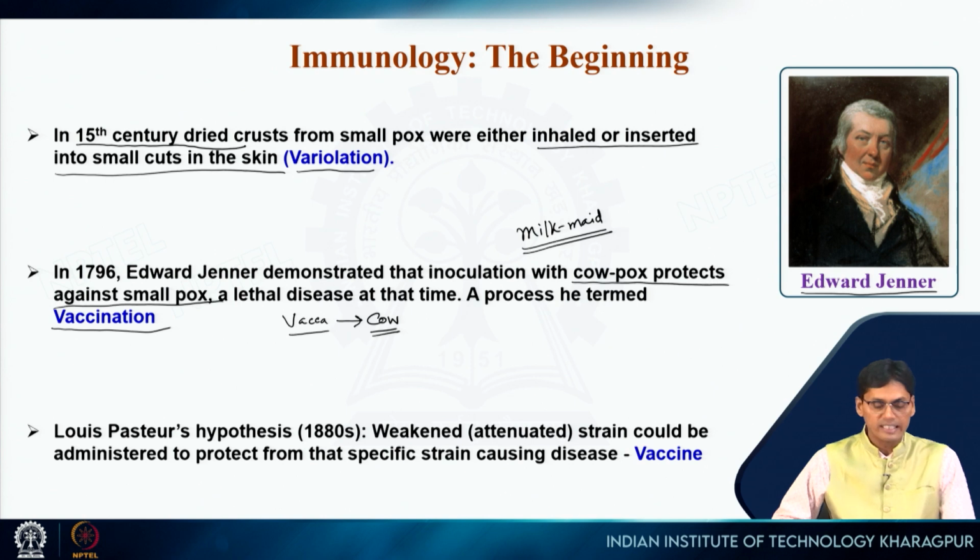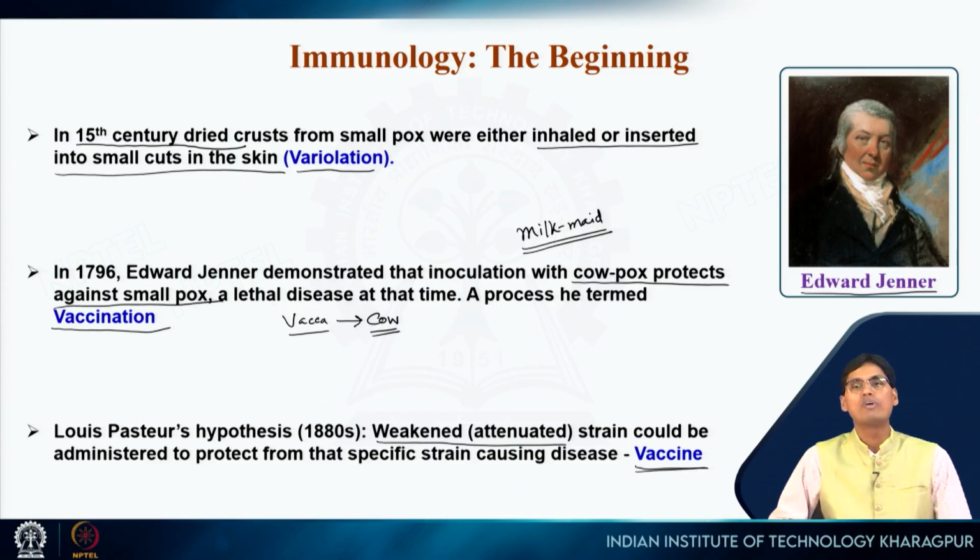Later on, in the 1880s, Louis Pasteur demonstrated that a weakened or attenuated strain could be administered to protect from the specific strain causing disease. And this is a vaccine. Now you know a lot of vaccines are available in the market, and some of the vaccines are mandatory, like all of us need to take them. Many of them are attenuated strains. This way the immunology field developed.